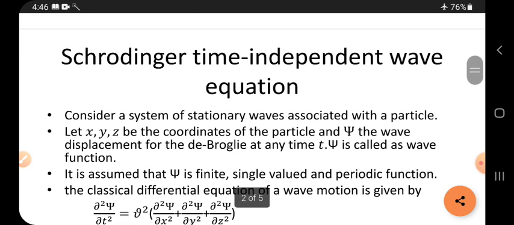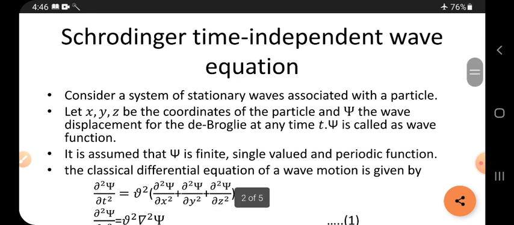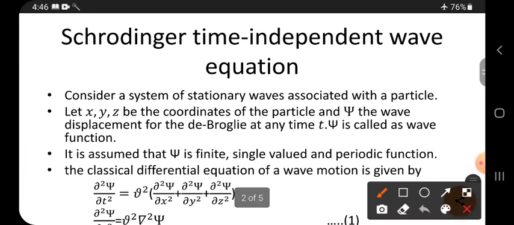Schrodinger time independent wave equation. It is very important for the UG level and integrated PG also. Okay, so first let me start. Consider a system of stationary waves associated with a particle.